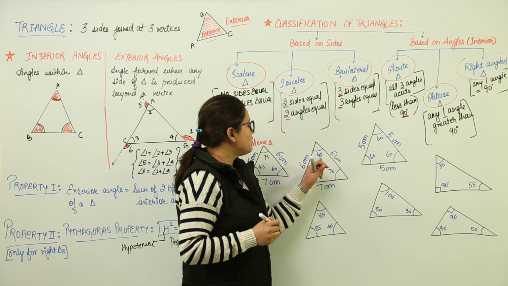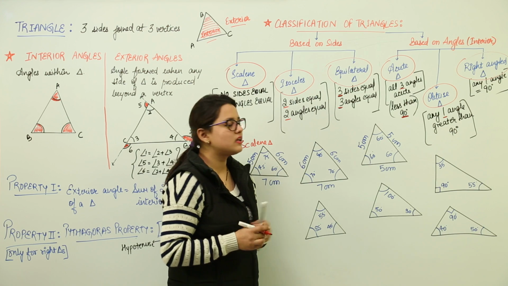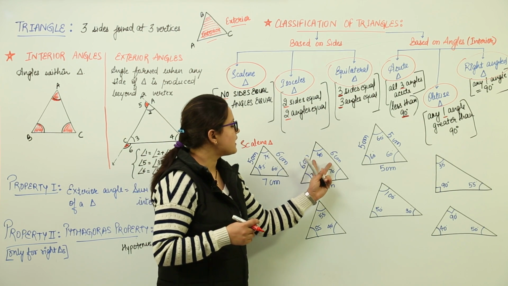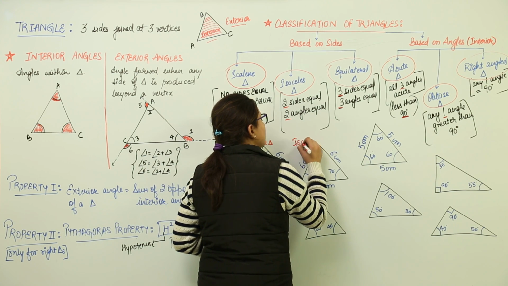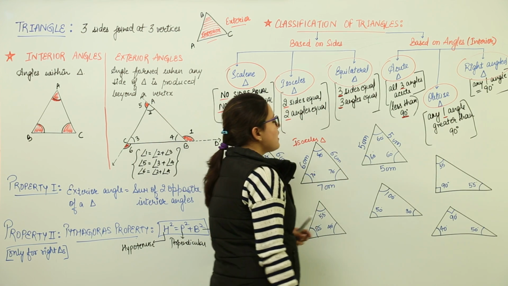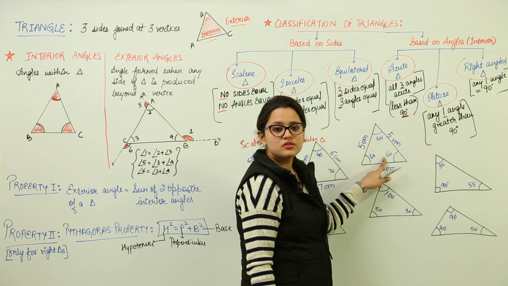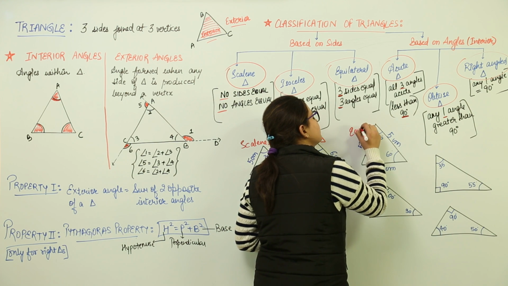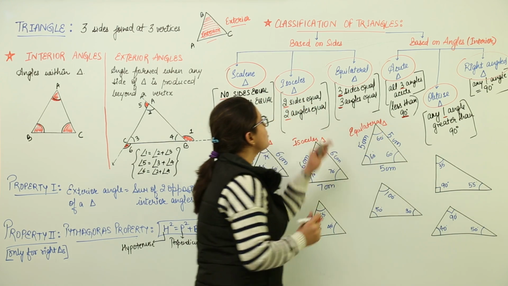Next we have 40, 70 and 70 degrees as the angles and 6, 6 and 7 centimeters as the sides. So here we are having two angles and two sides equal. So we can consider it to be an isosceles triangle. So I'll write here isosceles triangle. Next we have each side equal to 5 centimeters and each angle having the measurement of 60 degrees. So this is an equilateral triangle. So I hope you are clear now with the types of triangles based on sides.